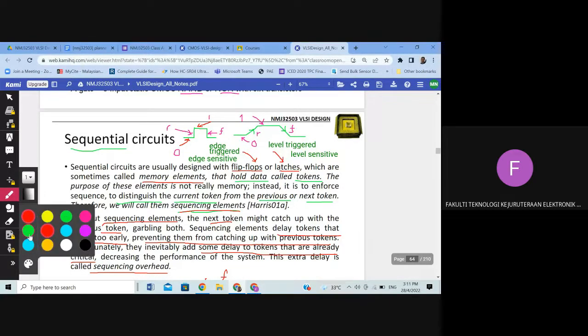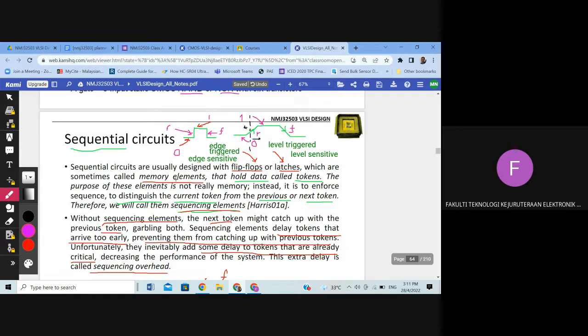We also discussed, maybe I can sketch something, the setup time and hold time. Here is the setup time, and this area is the hold time. Setup time and also hold time. We have discussed that.